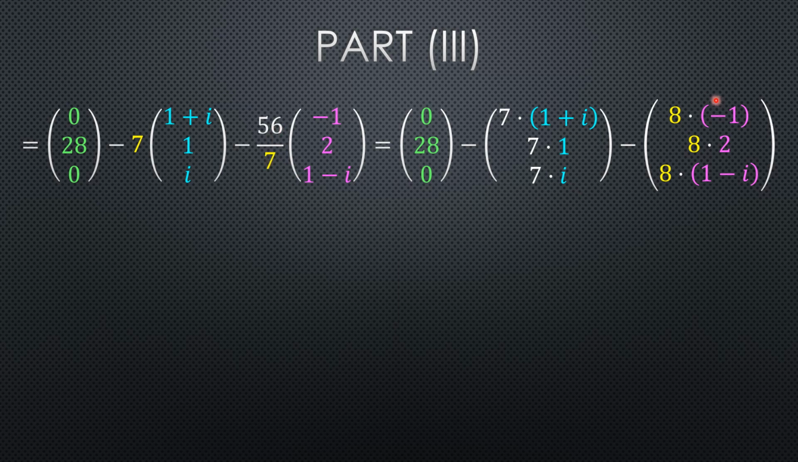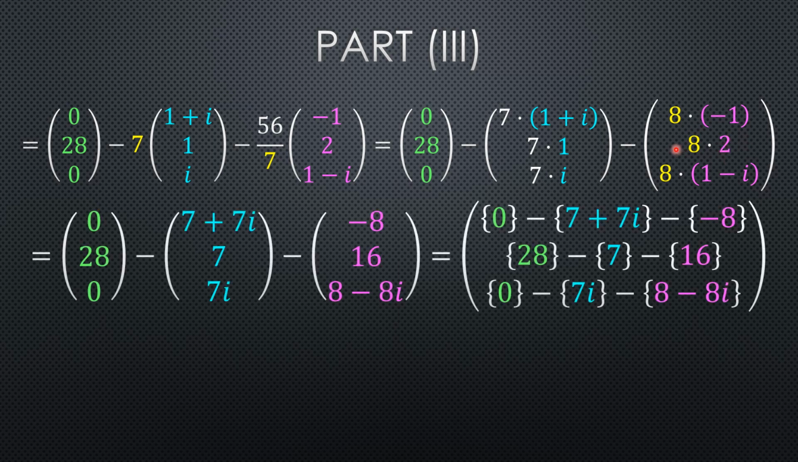56 divided by 7 gives you 8, as we see, 8 to every component. After we do that, distribute the 7, distribute the 8s. We see we get our new vectors here. After that, we need to go ahead and take these minus signs and apply them across every component. So first vector, second vector, third vector, all component-wise.